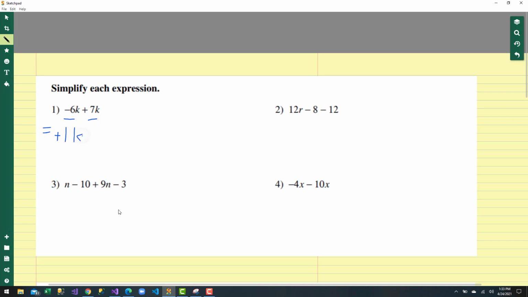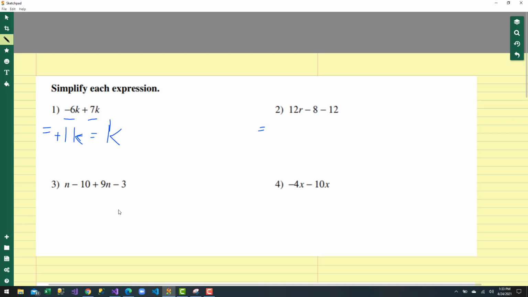So it's like 1 apple and 1 apple is 2 apples. So we can just write this as k, right? So we don't need to write the 1 in front. It's imaginary, sitting there, positive 1. So negative 6k plus 7k is 1k. All right, let's look at number two.